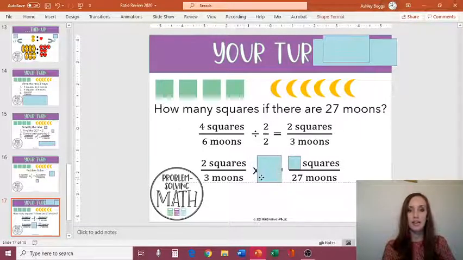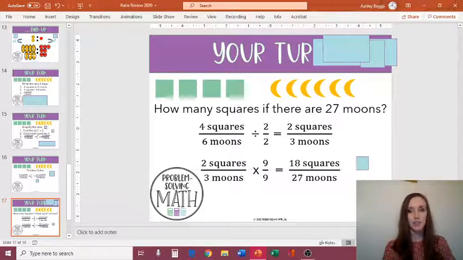So we know we're scaling up because the number gets larger, and we need to find out 3 moons times what gives us 27 moons. Well, 3 times what is 27? 9. What we do to one, we must do to the other. So 2 squares times 9 gives us 18 squares. How'd you do?